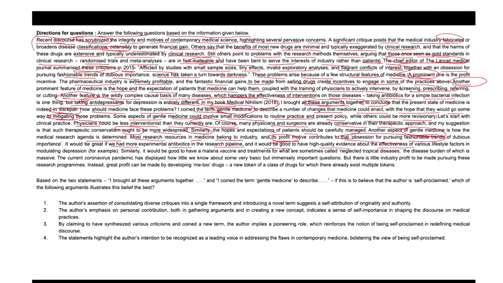For example, similarly, it would be good to have a malaria vaccine and treatments for what are sometimes called neglected tropical diseases, the disease burden of which is massive. The current corona pandemic has displayed how little we know about some very basic but immensely important questions. But there is no industry profit to be made pursuing this research program. Instead, great profit can be made by developing Me Too drugs, a new token of a class of drugs for which there already exist multiple tokens.